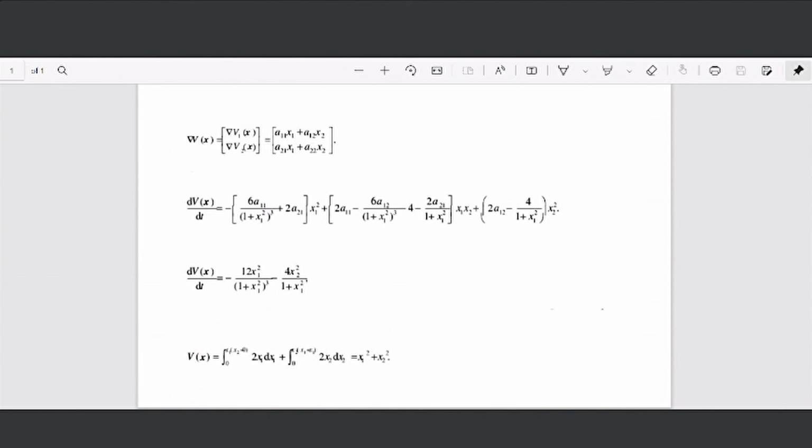So in order to solve for the Lyapunov function, we just have to integrate this whole equation. That would give us V(x) equals the integral of 2x1 dx1, taking limits from 0 to x1 where x2 equals 0, plus the integral of 2x2 dx2, taking the limits from 0 to x2 where x1 equals x1. When we solve this, we get x1 squared plus x2 squared. And again, the Lyapunov function V(x) here is positive definite. So we can say that the nonlinear system here is asymptotically stable. This is one example of the variable gradient approach.